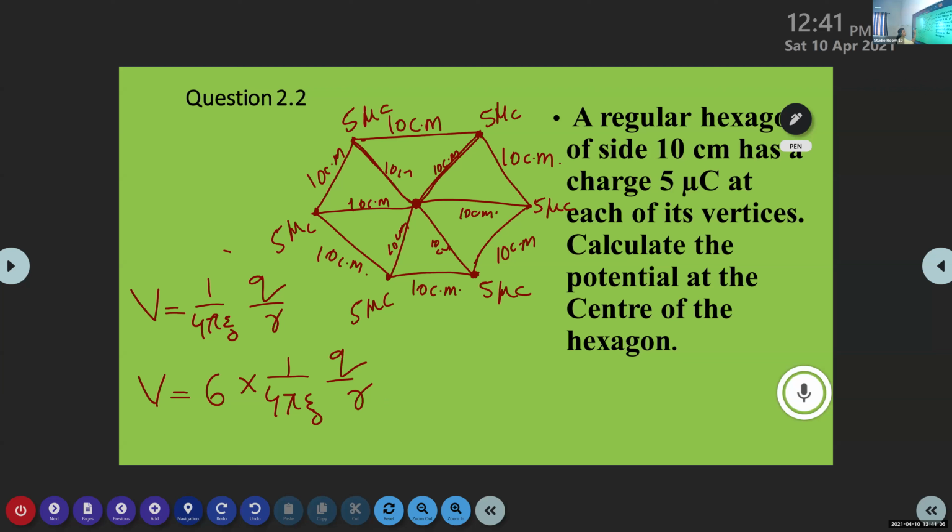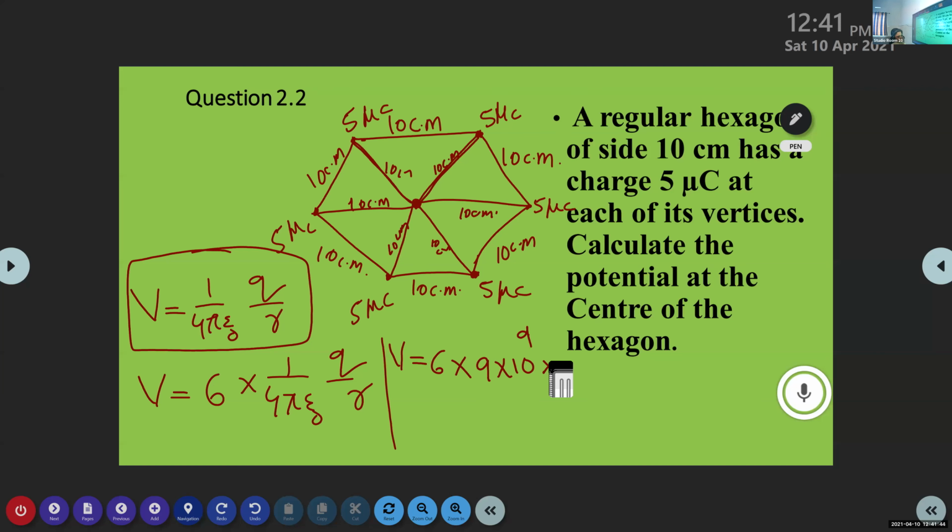The potential due to one point charge is given by V is equal to 1 by 4 pi epsilon 0 q by r. But since it is a hexagon, we have 6 point charges. So the potential can be calculated as 6 times the potential due to one point charge, that is 6 into 1 by 4 pi epsilon 0 q divided by r. Now we can substitute the values. V is equal to 6 into, what is 1 by 4 pi epsilon 0? 9 into 10 raised to 9, into, what is the charge here?